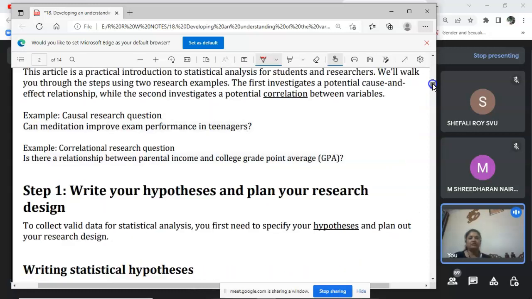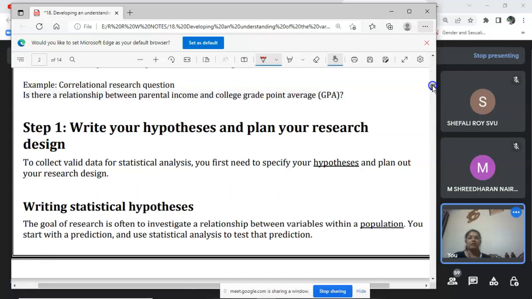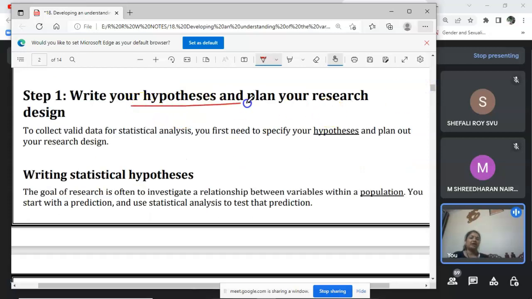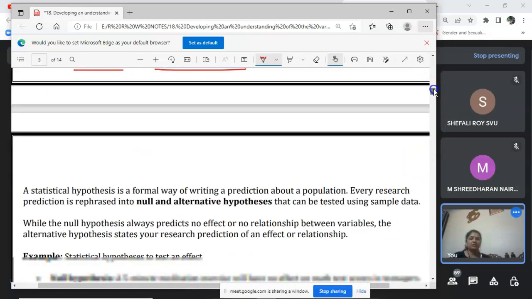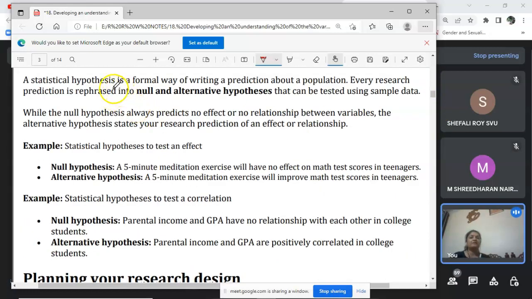Now here they have given an example, that we can just leave it. Now what are the five things? First, write your hypothesis. That is the first step. Writing a statistical hypothesis. The goal of research is often to investigate a relationship between variables within a population. You start with a prediction and use statistical analysis tests. A statistical hypothesis is a formal way of writing a prediction about a population. Every research prediction is rephrased as a null or alternative hypothesis. I have told you what a null hypothesis is and what an alternative hypothesis is.